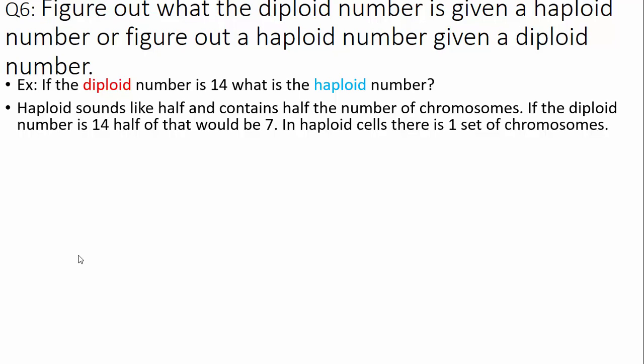Now, in haploid cells, there is one set of chromosomes. There's one set. And so our single set in this example would be 7. 2 sets of the chromosomes would be 14 because diploid means 2.